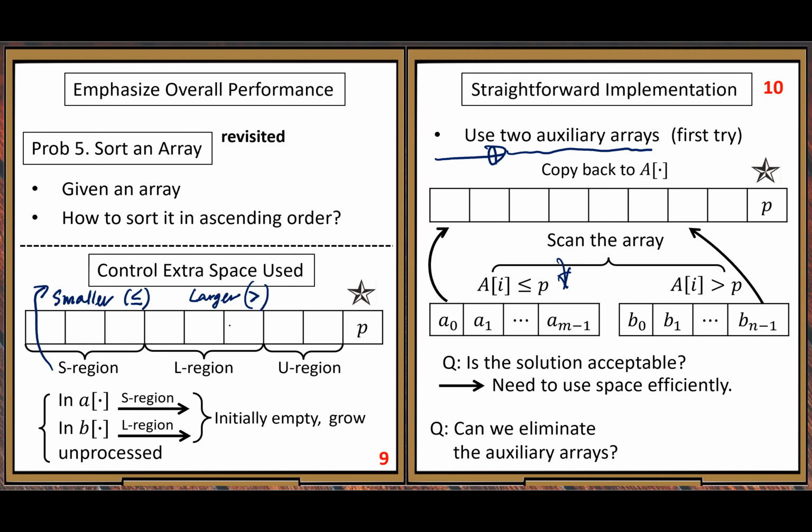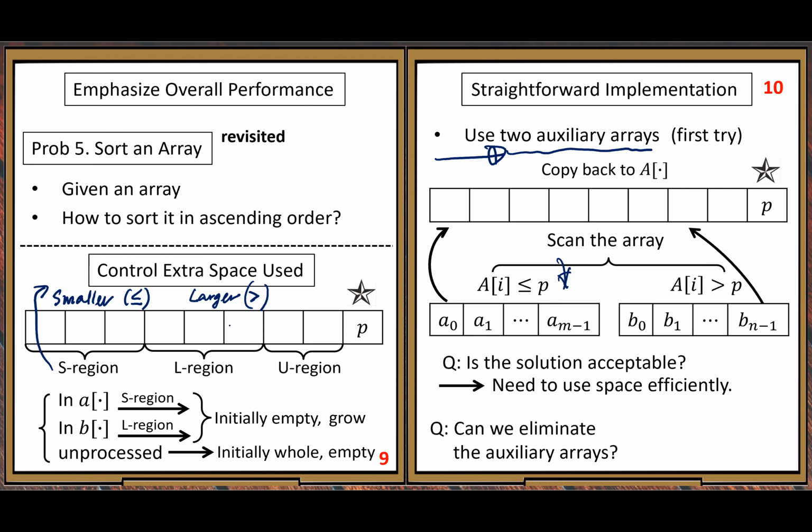At the beginning, the unprocessed region is initially the whole array except P. We take that P out of these three regions. But at the end, this U region must be empty. That means we finish processing all the elements in that U region.